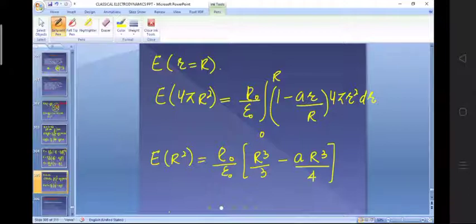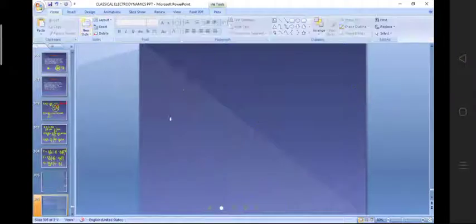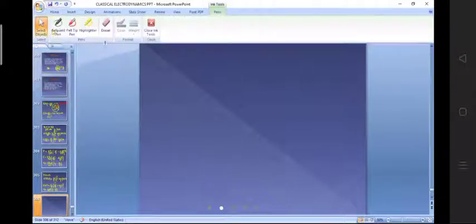Now r square will cancel, so the electrostatic field is finally equal to rho naught divided by epsilon naught. Then one r will come out common, so here will come 1 by 3 minus a divided by 4. So we have calculated E2. Then finally what you can write is this: the electrostatic field E1 is now equal to 1.25 times E2.